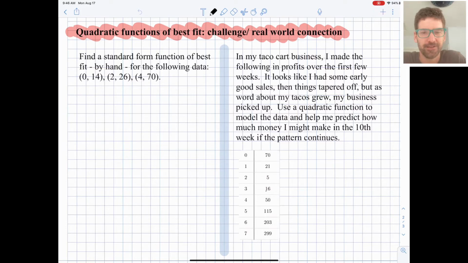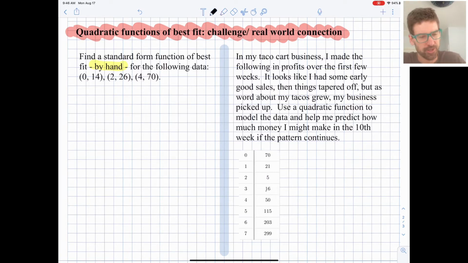So for the challenge problem on the left, our task is to find a standard form function of best fit, yikes, by hand for the following data. So we know how to do it with Desmos. We want to try to do it by hand now. So let's take a look at it. One thing you might do, although I won't take the time now, is graph the points and see if they look like a parabolic pattern. But the implication here is that we are trying to find a quadratic standard form function of best fit, so we won't take the time there.